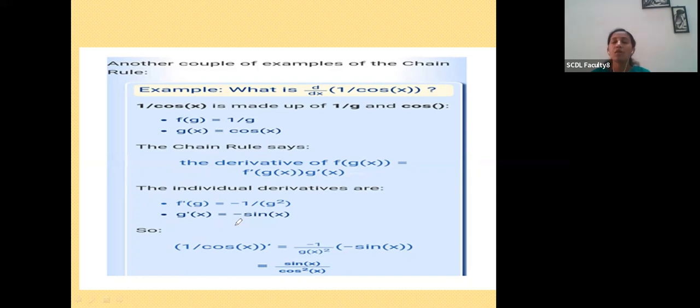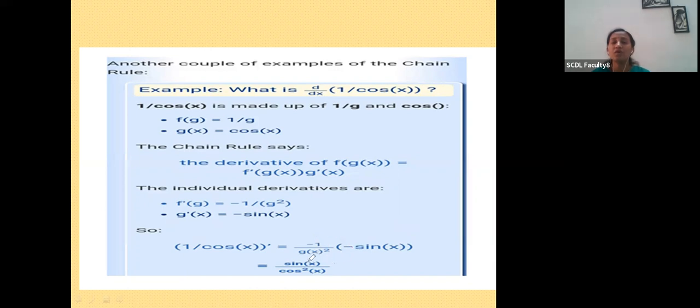Now, 1 upon cos x, you have to take the derivative of this 1 upon cos x. So minus 1 upon g of x square into minus sine x. Minus 1 times minus sine x, you can write in the bracket, upon g of x square. So what is our last answer? The minus minus sign will get cancelled and we will get the answer.